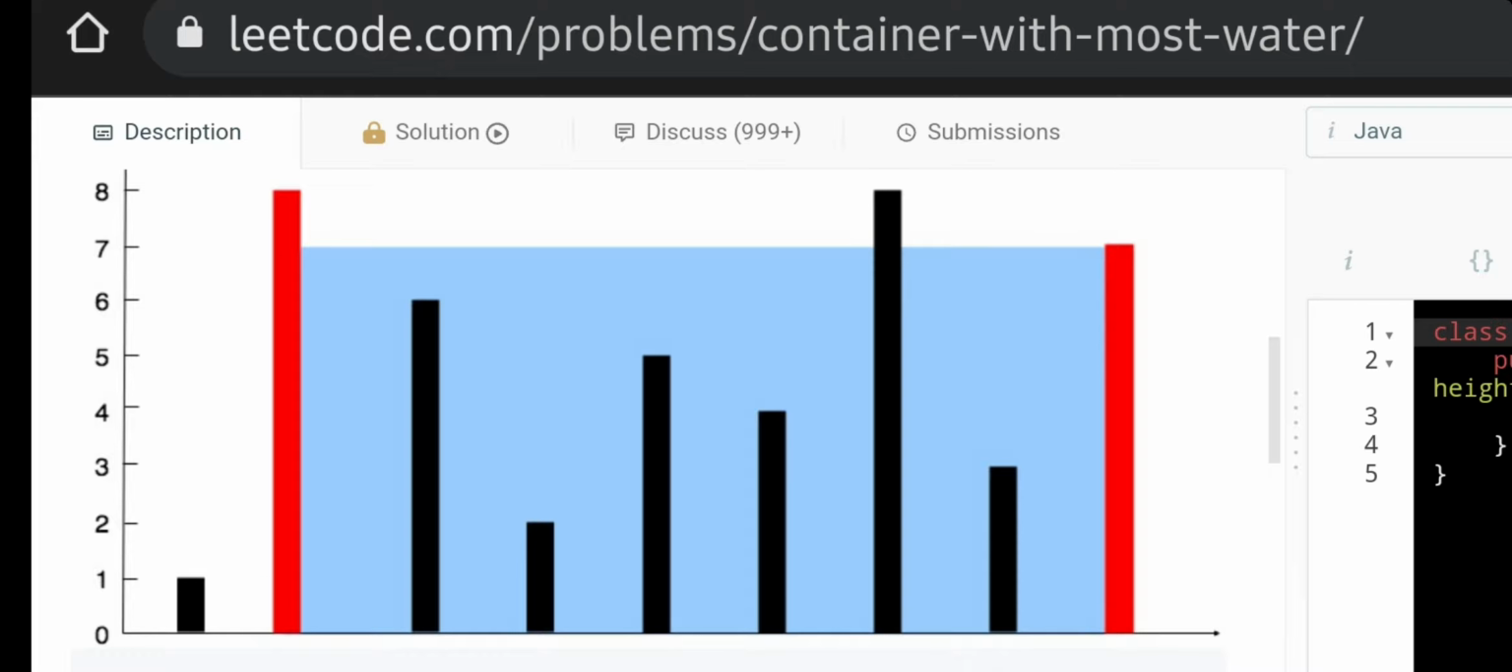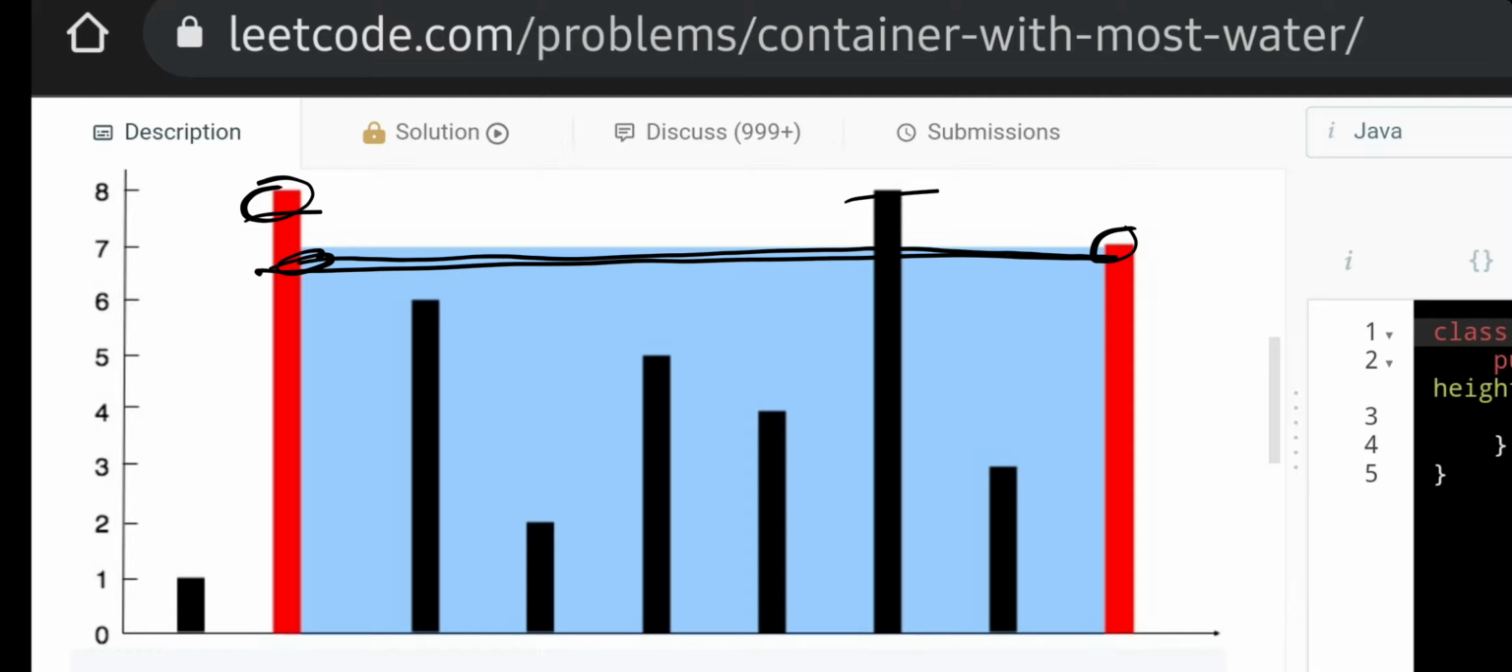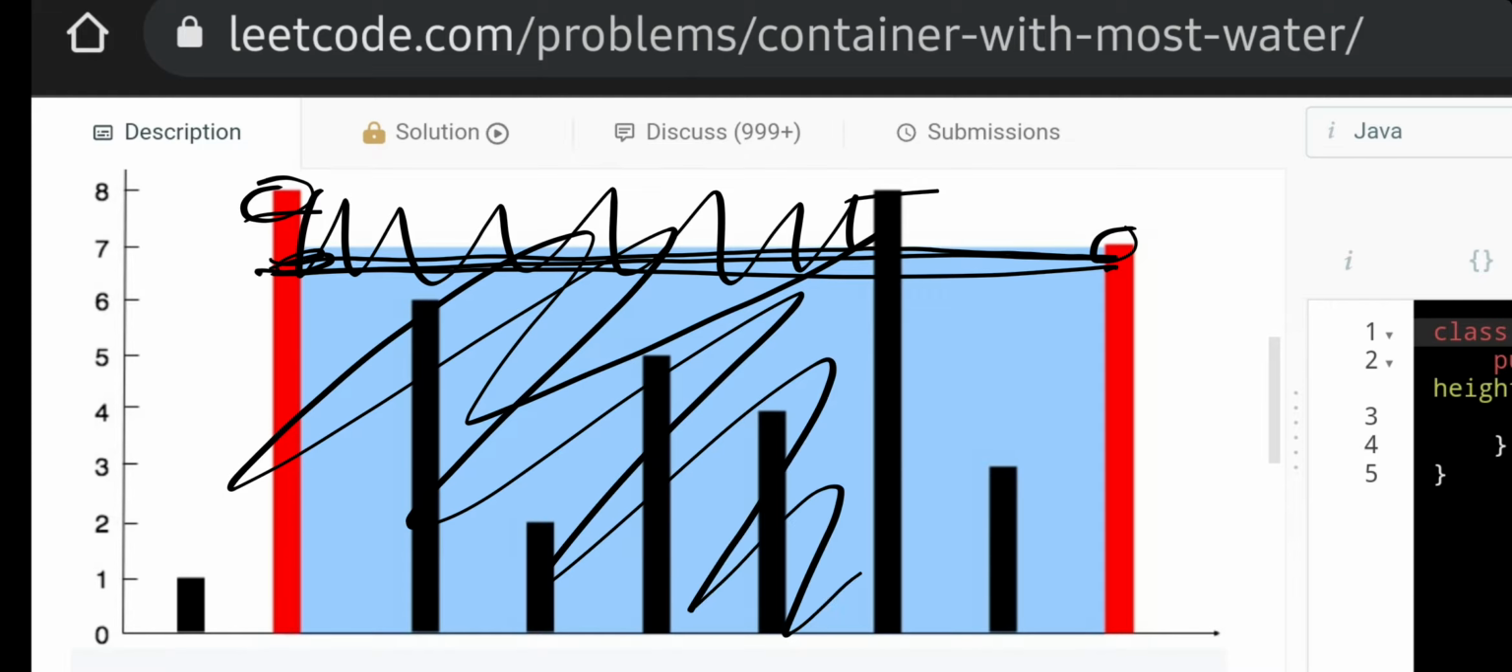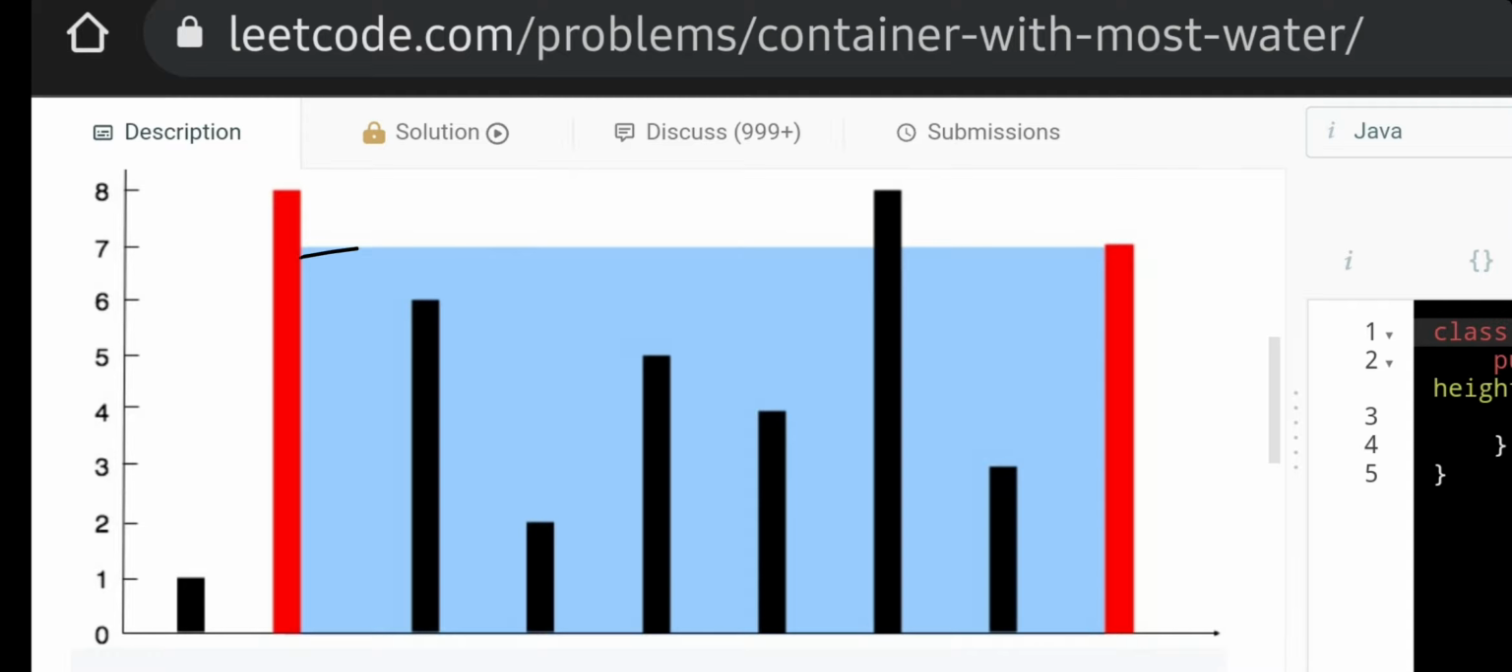So the approach of this question is that first find out the highest height and the second highest height, and after that, in between, what is the maximum length you can form. These two are the same, 8 and 8, but if you form it here, that will give more area, right? Because you have one option of storing this much water, this is the whole water which you can store, or you can store this much here plus this much here. Those are two options, right?